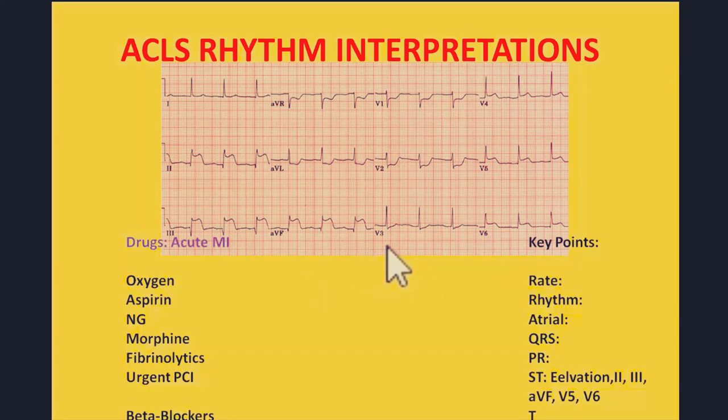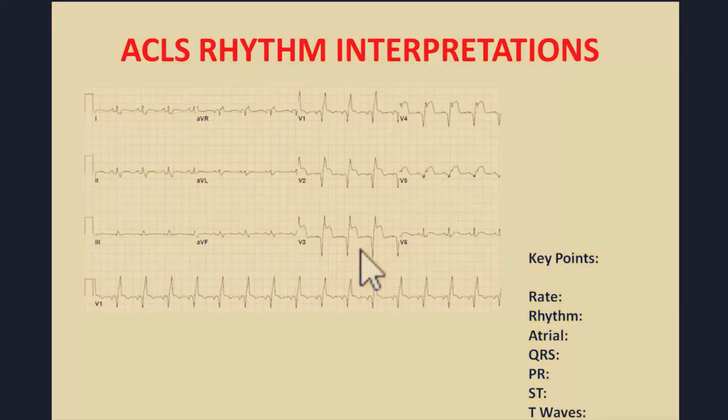These patients can be taken to the cardiac catheterization lab for acute coronary intervention, but nonetheless, the treatment from the emergency room would include oxygen, aspirin, nitroglycerin, morphine, fibrinolytics, urgent PCI, and long-term beta blocker. Okay, here is an example of an anterior myocardial infarction with ST elevation in V2, V3, V4, V5, along with the right bundle branch block, left atrial enlargement. So the treatment for this would also be very similar to the one we saw in the previous slide.